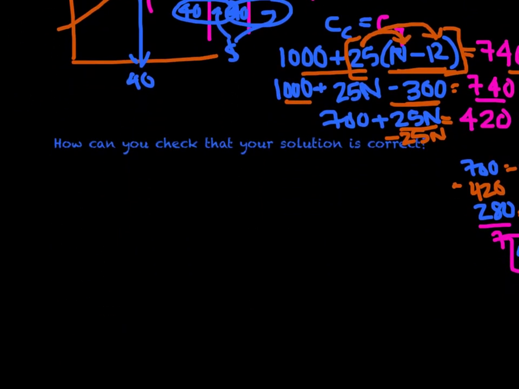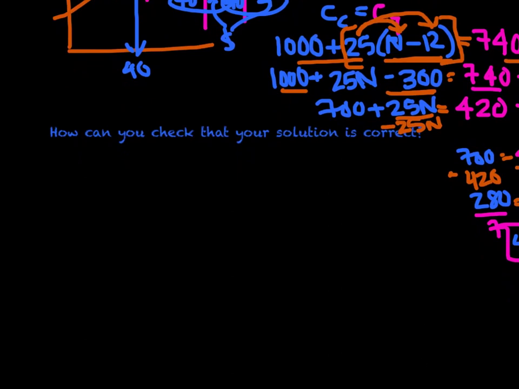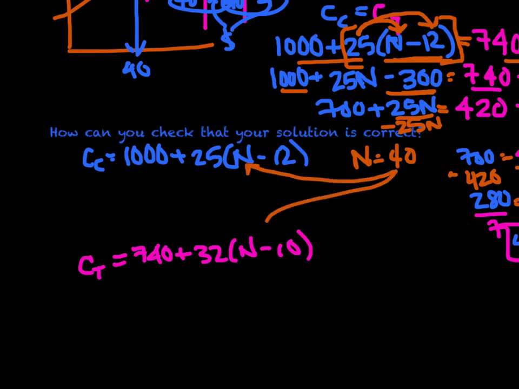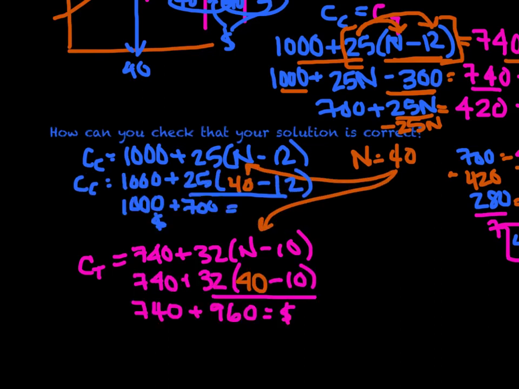So when n equals 40, how can we check that our solution is correct? So this is the next part. We have c sub c is equal to 1,000 plus 25 times n minus 12 as our original equation, and we have c sub t, which is equal to 740 plus 32 times n minus 10. The way we can check if our equation is correct is let's put n is equal to 40 into the equations.